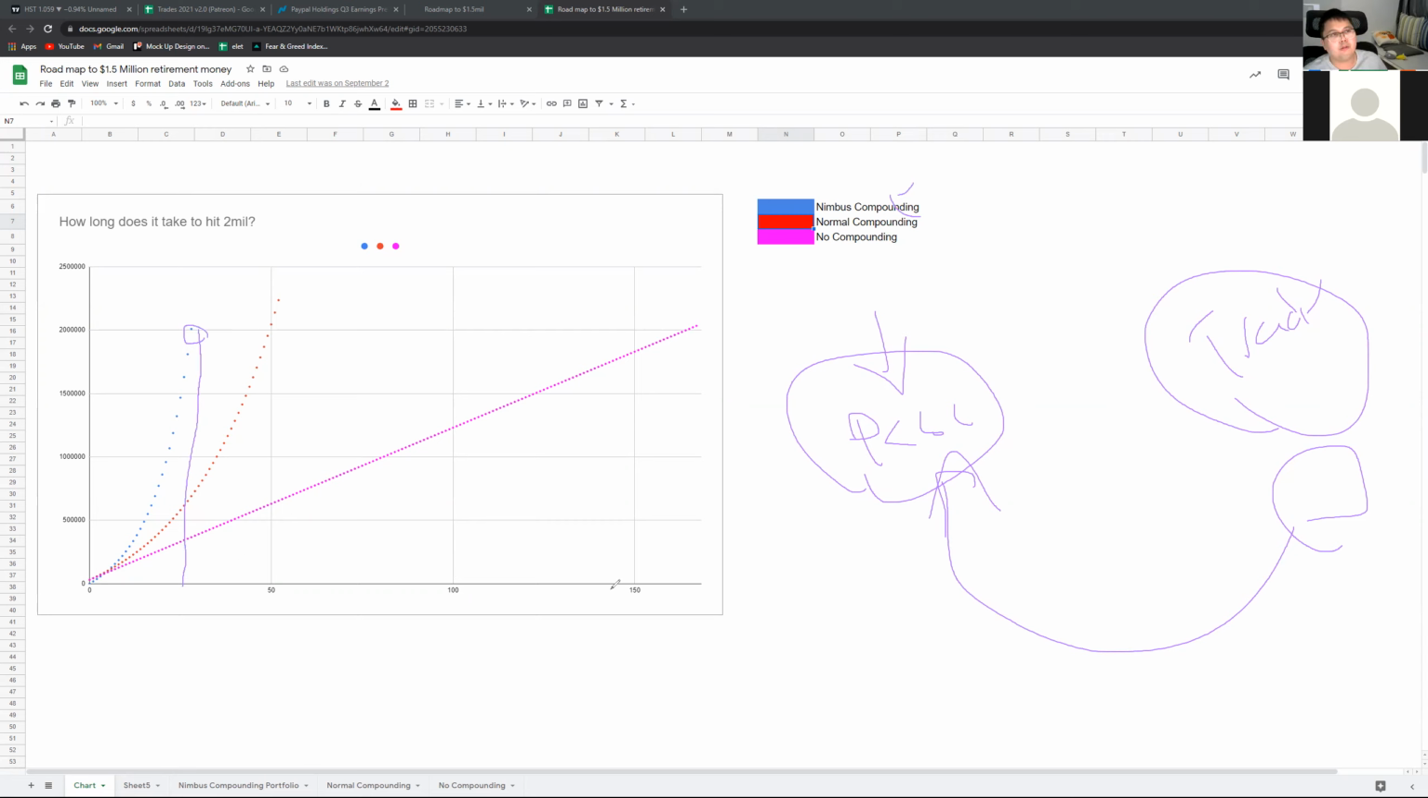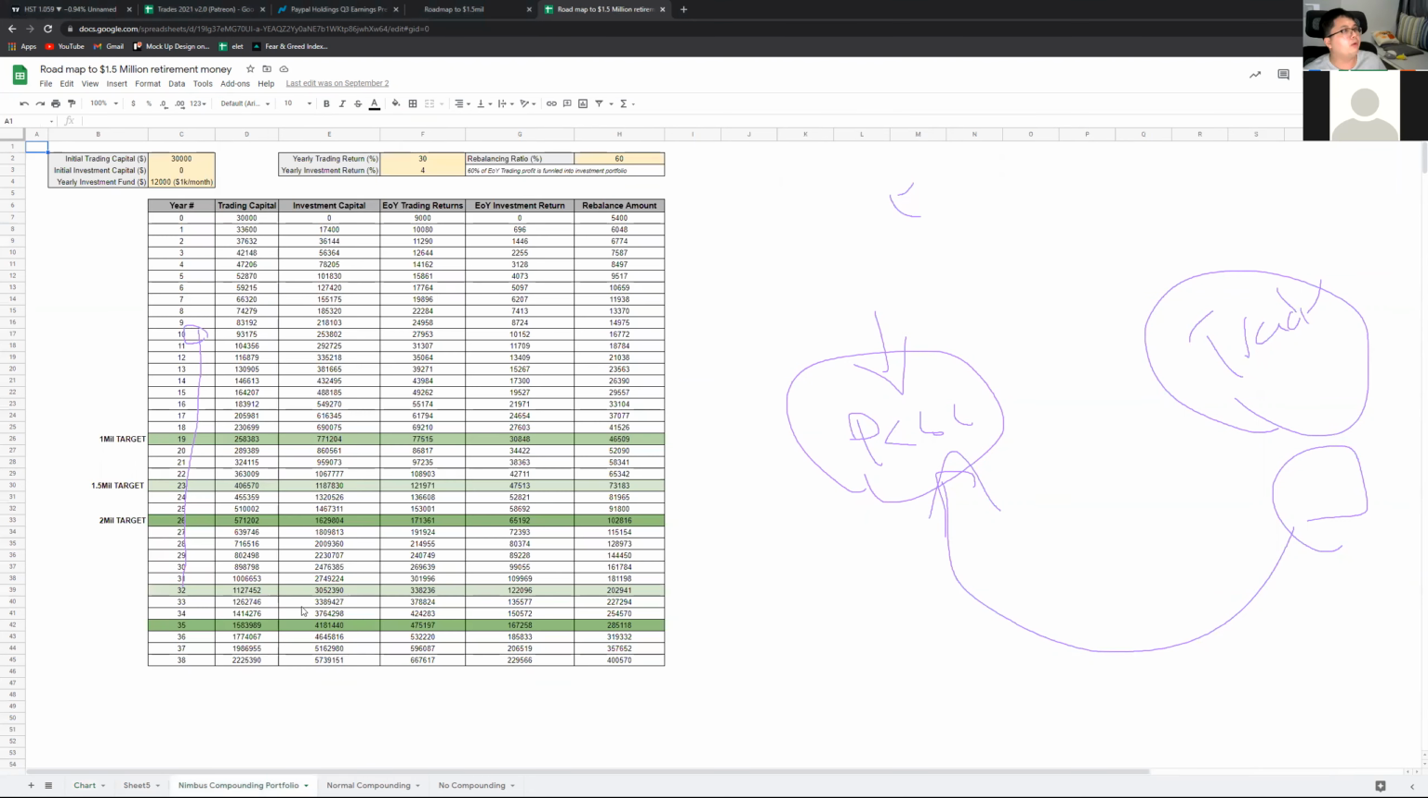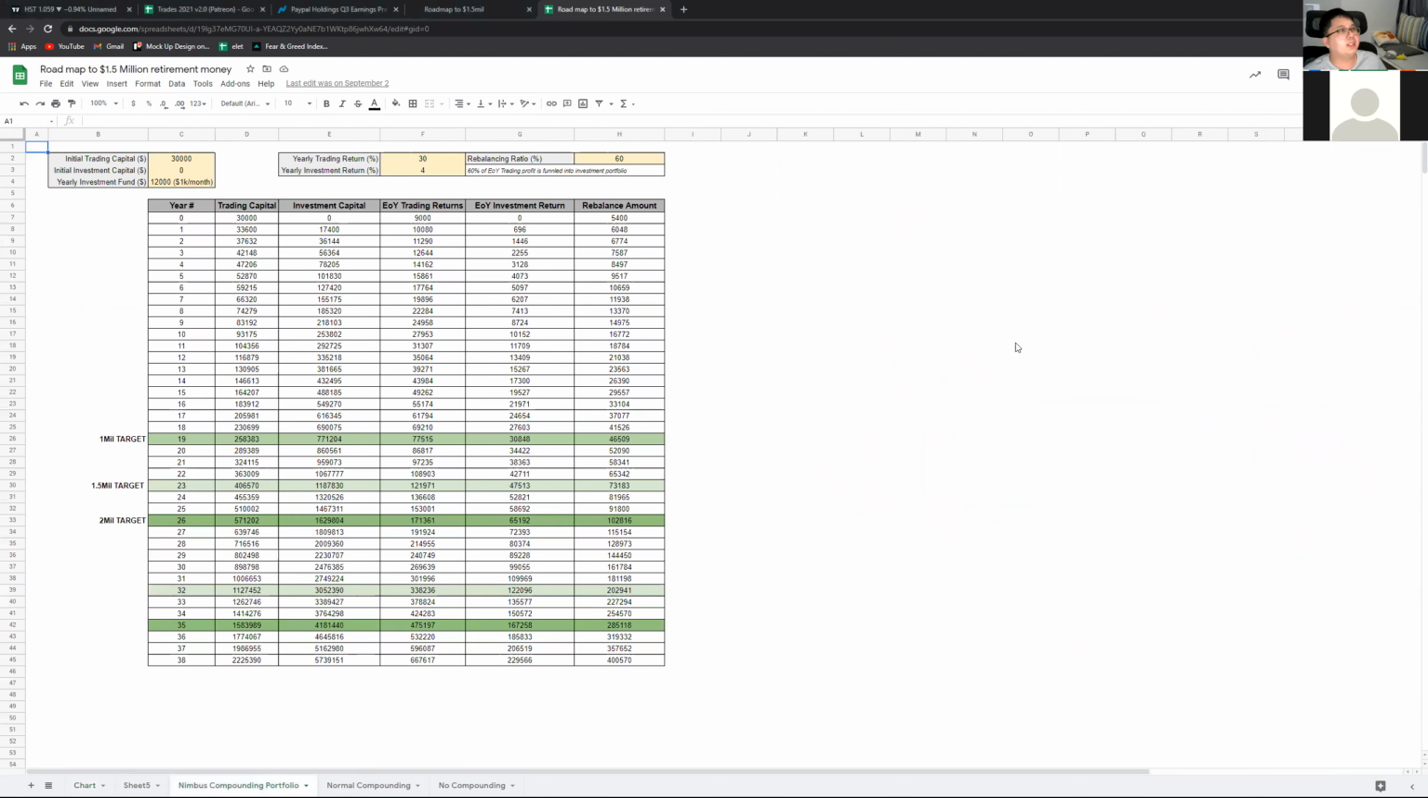And the numbers are not very big. The numbers are actually quite modest. So if we look at normal compounding, the number that I use is your initial trading capital is 30K, and your initial investment you have 0. But every year you invest 12K, so that is 1K a month. So imagine every year you invest 1K a month into your ETF or unit trust or whatever. But your trading capital, you need to save up that 30K, which is not a lot also.